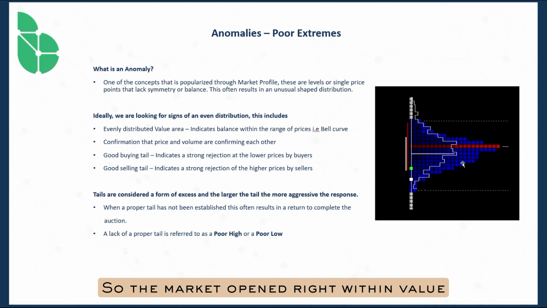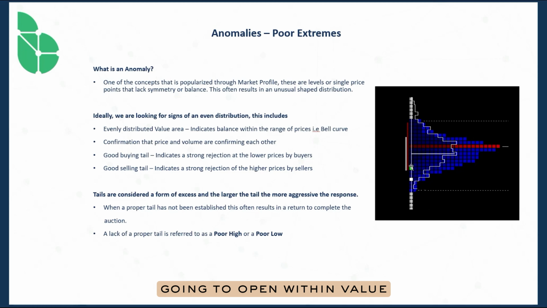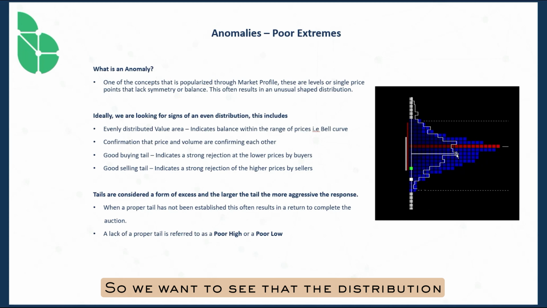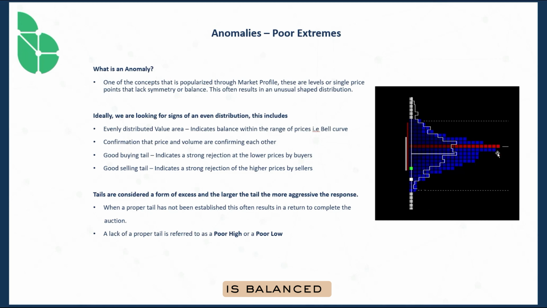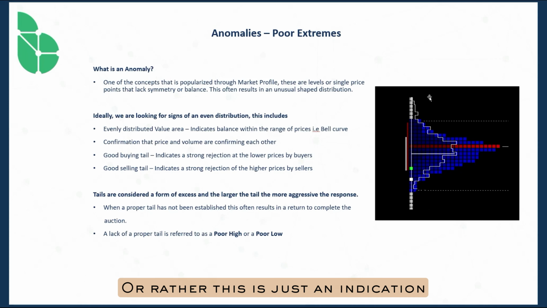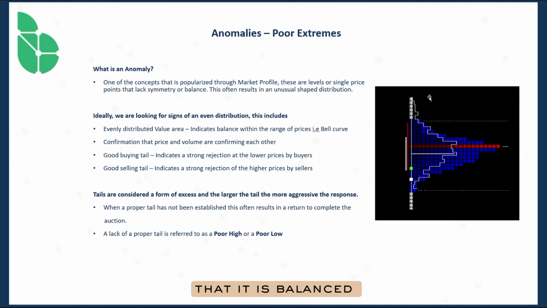The market opened right within value. Obviously it's going to open within value, and then ended up closing within value. So what you have here, if you were expanding this, is an asset that moved up to the highs, was rejected, moved to the lows, was rejected, and maintained this balance structure for the duration of this rotation. So we want to see that the distribution is balanced, or rather, this is just an indication that it is balanced.